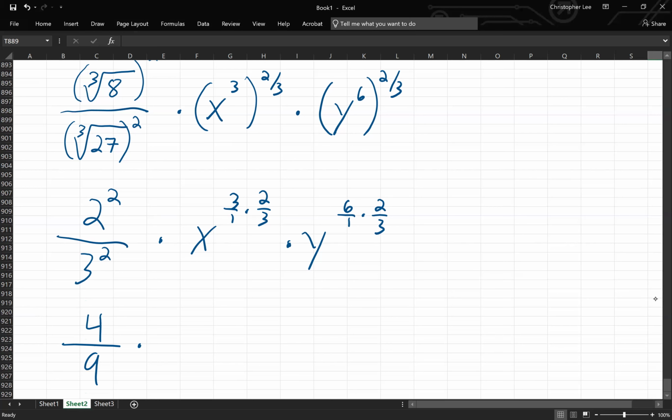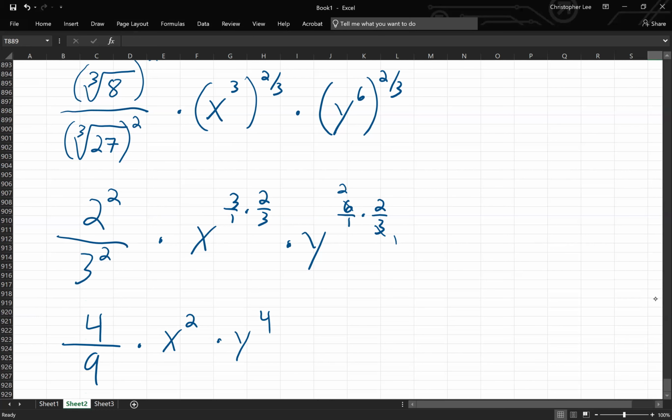4/9 times, what's this? X squared, very good, times y to the 4th, very good. Right? The 3 goes into 3 once, the 3 goes into 6 2 times, 2 times 2 is 4. That's how. Right?